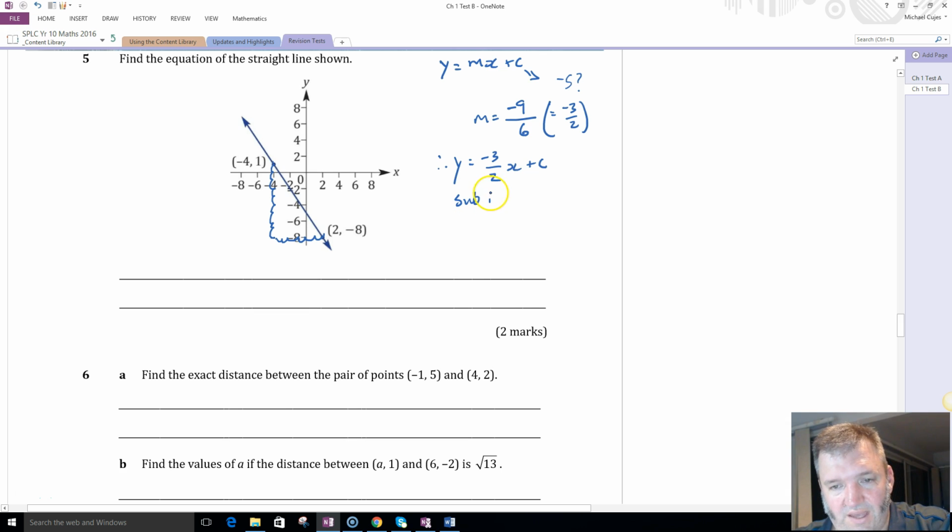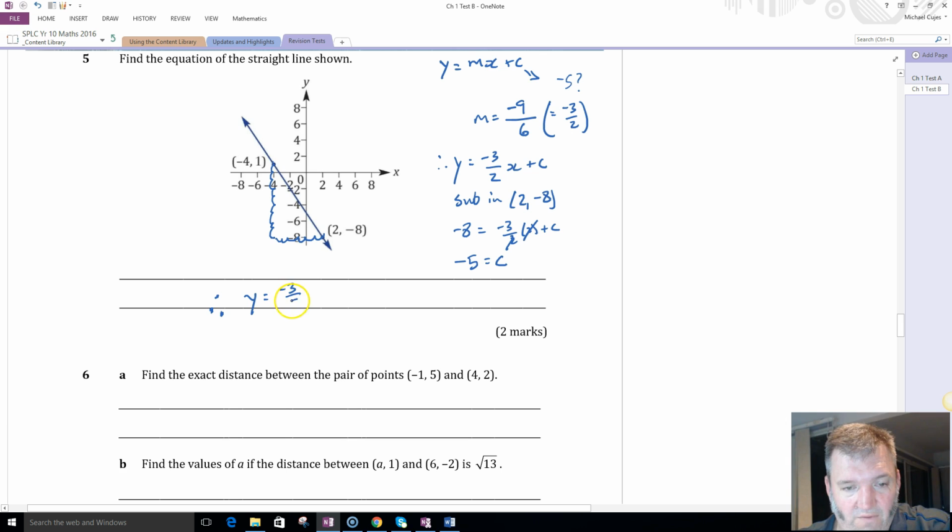Let's sub in a point to calculate c and see if we were right in our suspicion that it might be negative 5. I'm going to sub in the point 2, negative 8 because I can see that the 2 is going to cancel nicely there. So what does that give me? Negative 8 equals negative 3 over 2 multiplied by 2, plus c. The 2s cancel. The opposite of subtracting 3 is to add 3. So negative 8 plus 3 is negative 5 equals c. Ah, look, we did get it right. Finally, finish by writing your equation. Therefore, y equals negative 3 over 2 x take 5 is the equation of the line. If you really want to write that, you can.